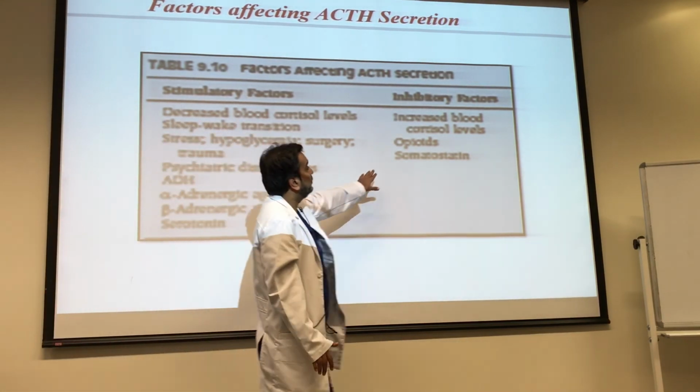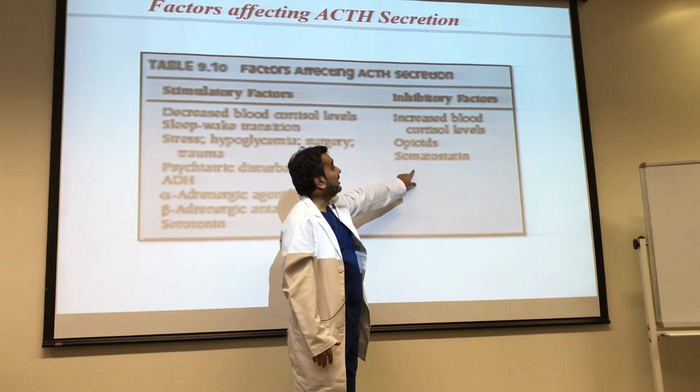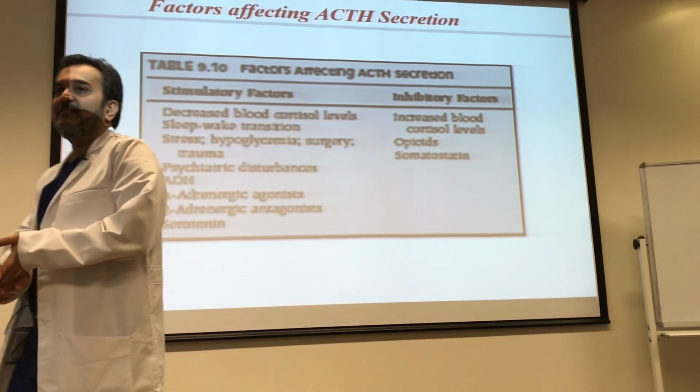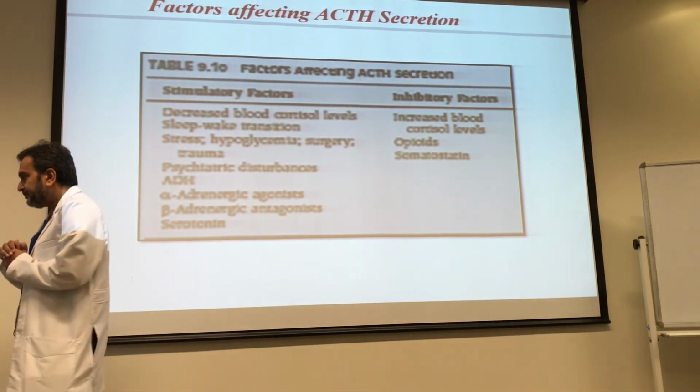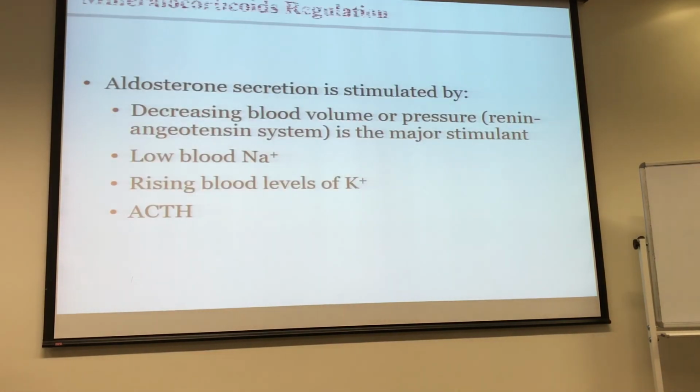Inhibitory factors include increased blood cortisol level, opioids, and somatostatin. So somatostatin, opioids, and increased cortisol levels are going to decrease the ACTH secretion. So these are the factors, you should know about them.